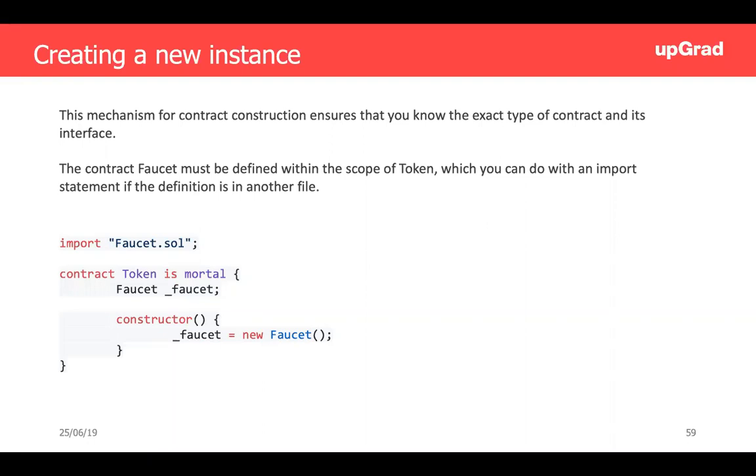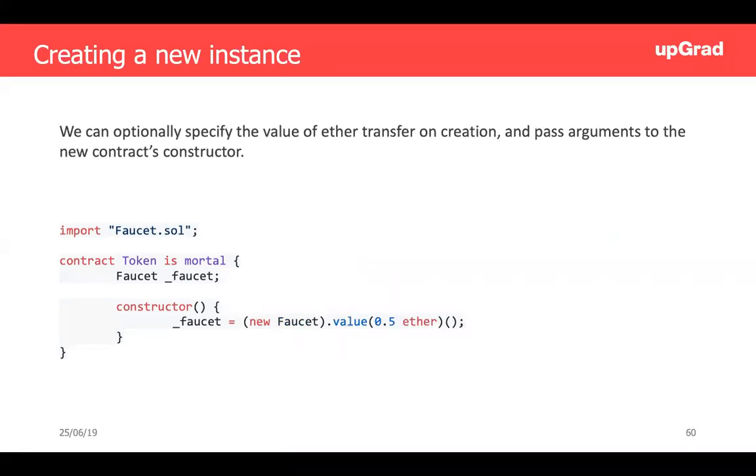As long as you know the exact code for that other smart contract, you can create a new instance of that smart contract inside of your contract, and then use that to access all of the functions inside of the smart contract. And you can then obviously call that smart contract.